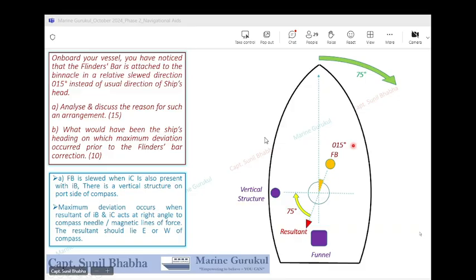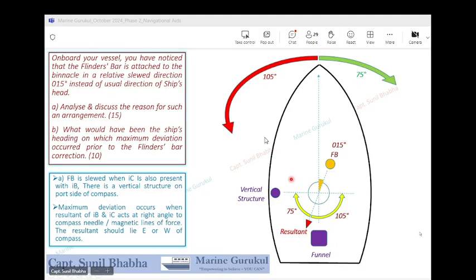Now there is one more possibility of bringing the resultant to east or west of the compass. Instead of bringing it to the west of the compass, we can also bring it to the east of the compass. Now to bring the resultant east of the compass, the resultant has to move in the direction of this new yellow arrow, which represents 105 degrees. So if the ship swings in the anti-clockwise direction by 105 degrees, this resultant is going to come exactly east of the compass, exactly east of the binnacle.